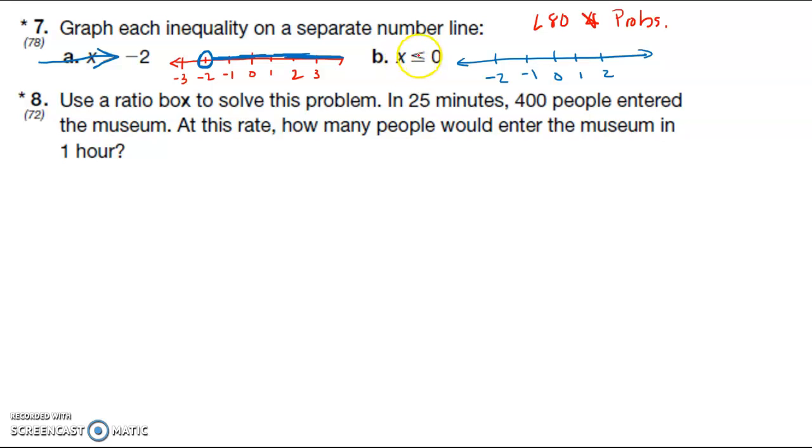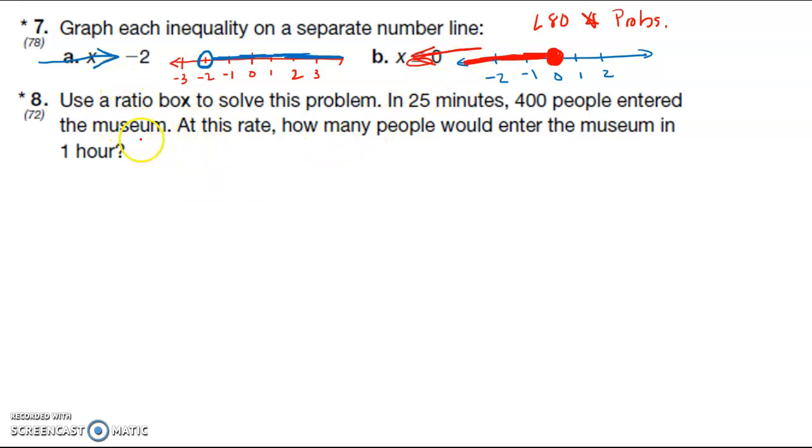Okay, so here I have x is less than or equal to 0. So my dot's going to go here. Is it going to be open or filled in? It's going to be filled in because we have this equals. So I'm going to fill that in. And then this arrow tells me that I'm going to start at my dot and highlight this direction. Okay?